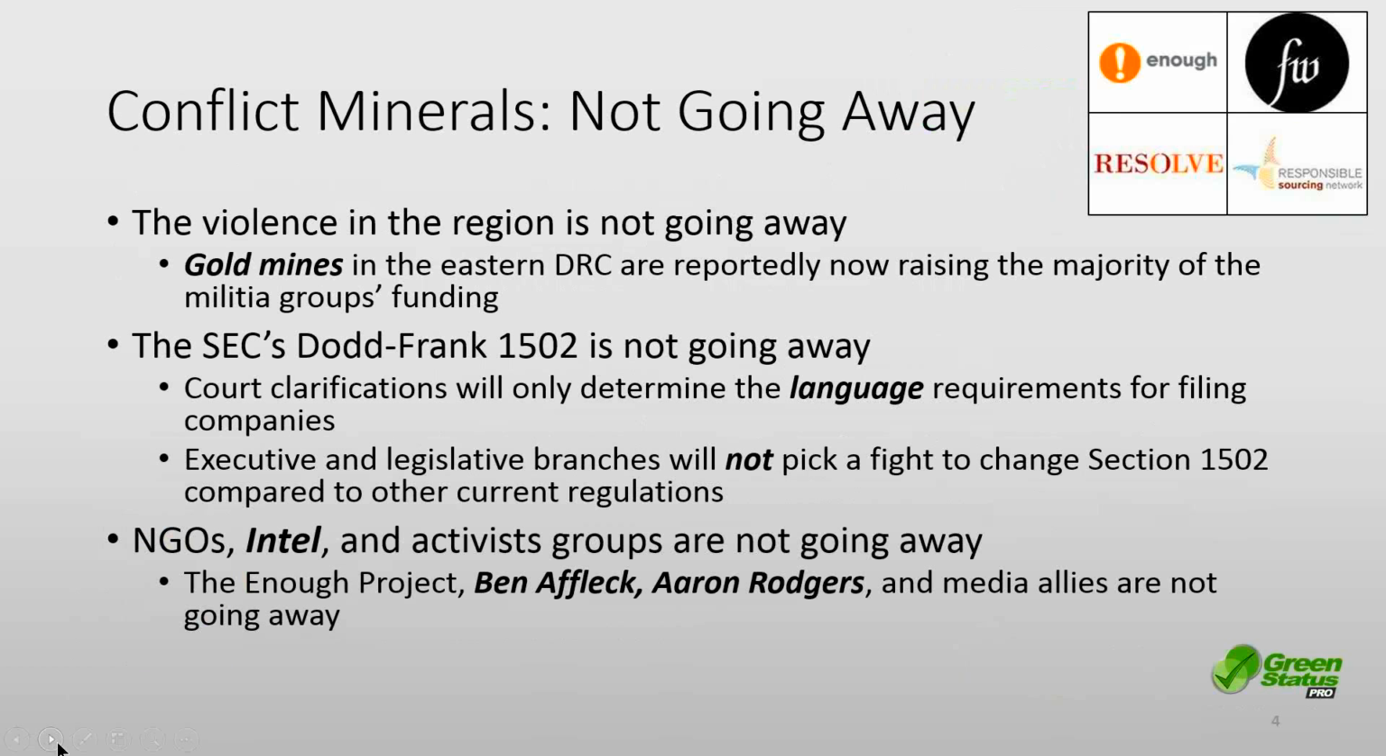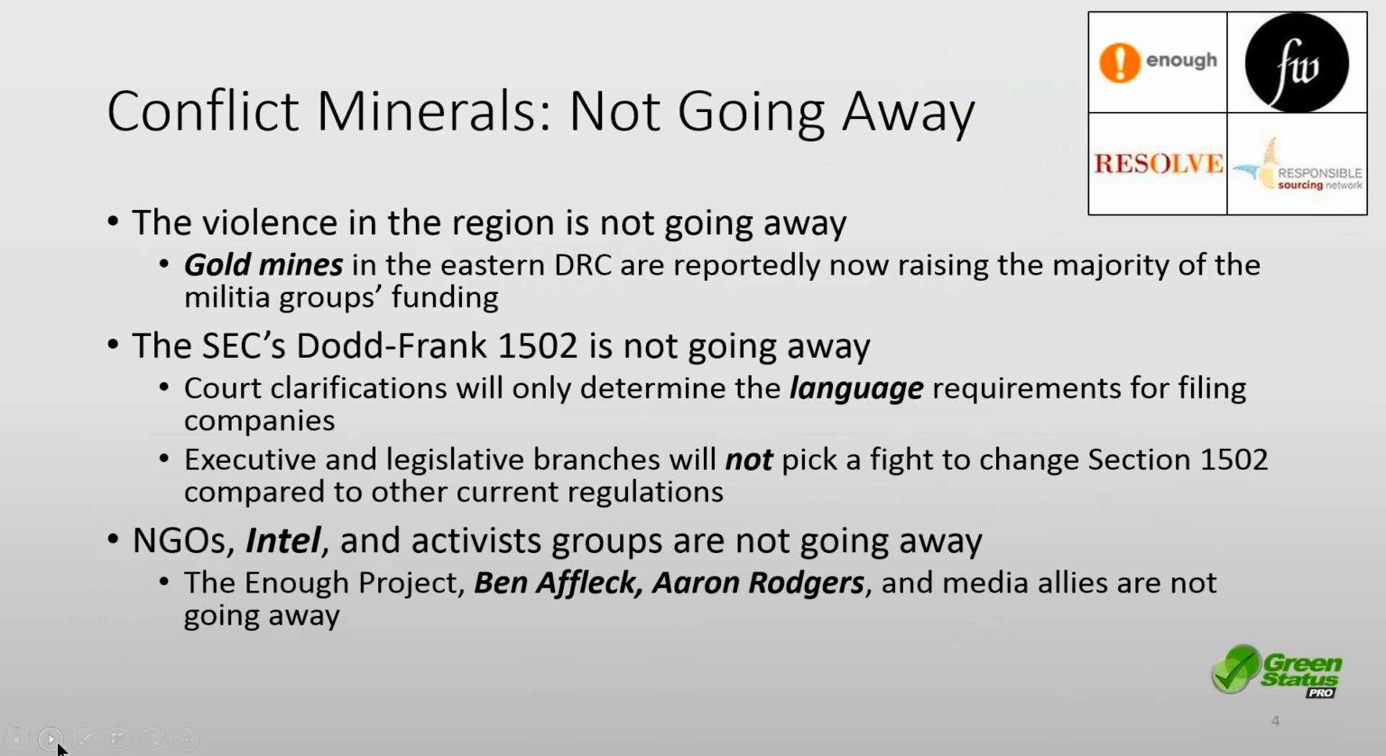And the first trend and the first question we always have is, is conflict minerals reporting going away? And our response is, no, it's not. Why? There's three pieces of evidence that we look at. The first is the violence in the region. And the violence in the region has changed, transformed, but it's not going away. We now are finding that gold mines in the eastern DRC are reportedly now raising the majority of the militia group's funding. So while certain areas have slowed down and aren't being as violent, there is still violence in the eastern region.